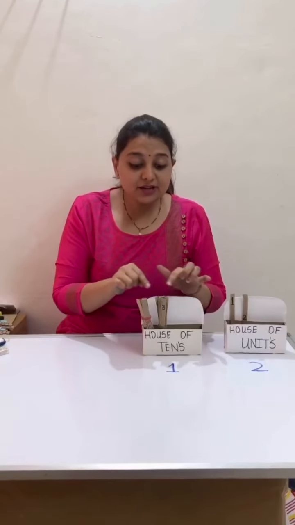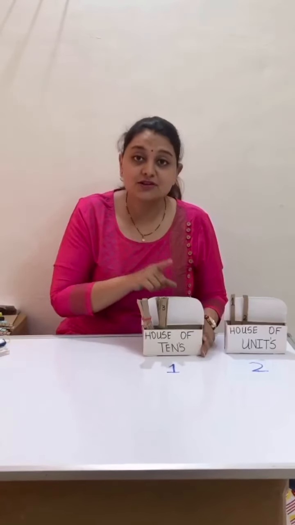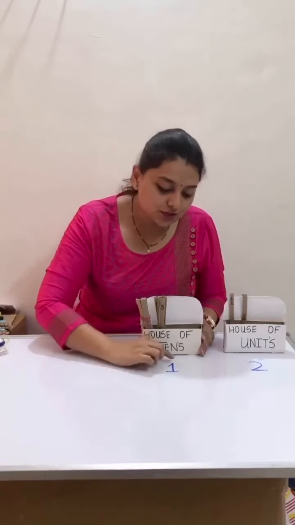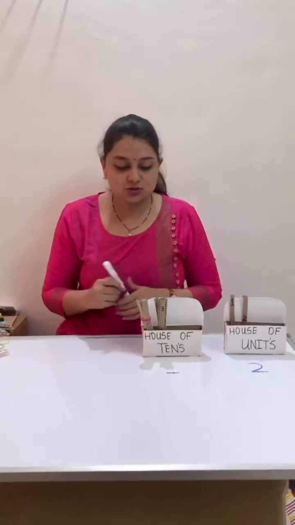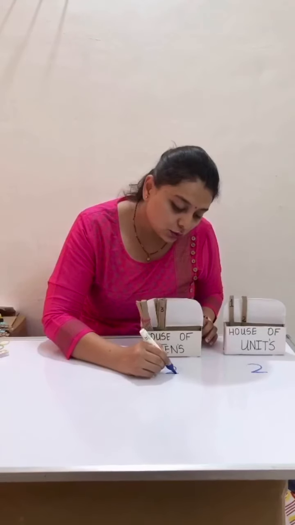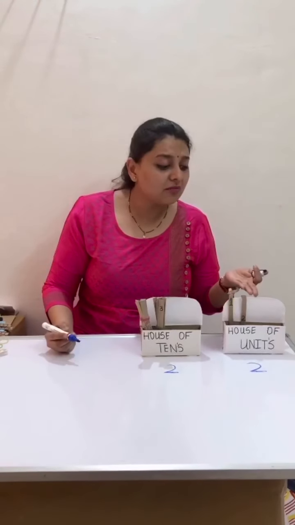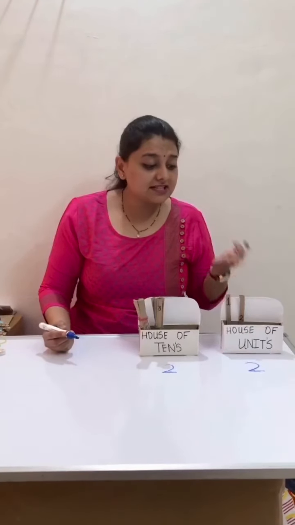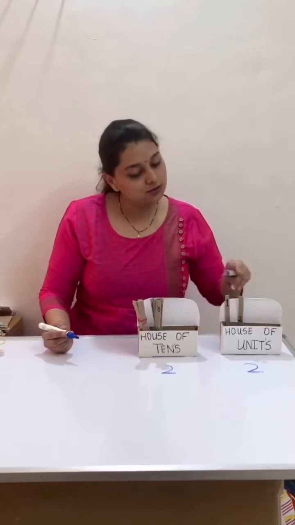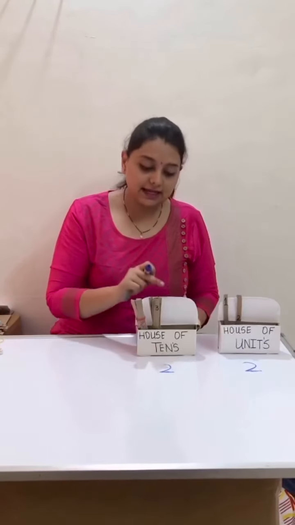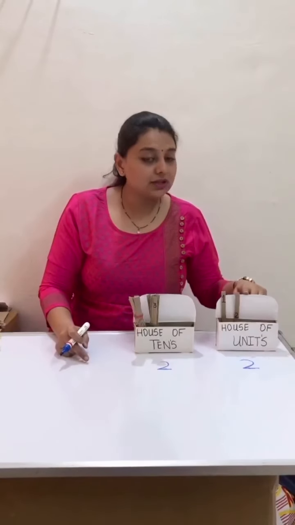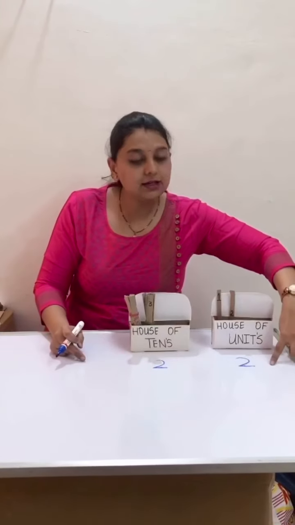Now how many groups of 10 are staying in the house of tens? 2 groups. So I will change this number to number 2. And already how many numbers were staying in the house of units? 2. So 2 tens and 2 units makes number 22.